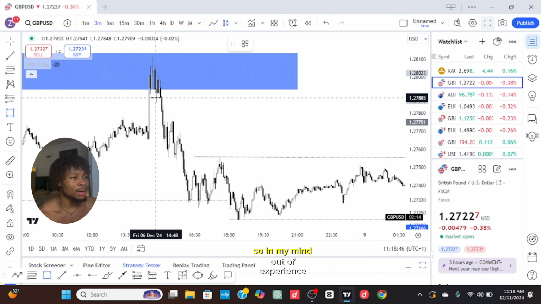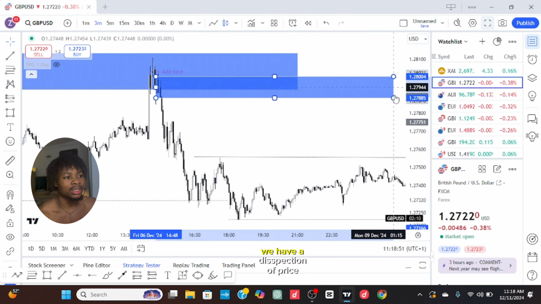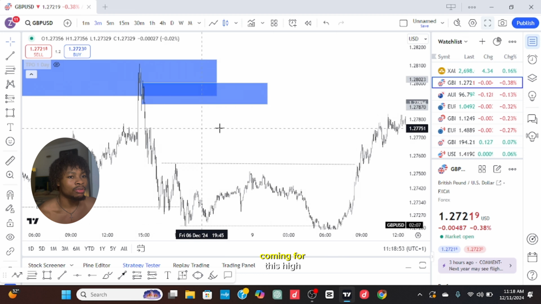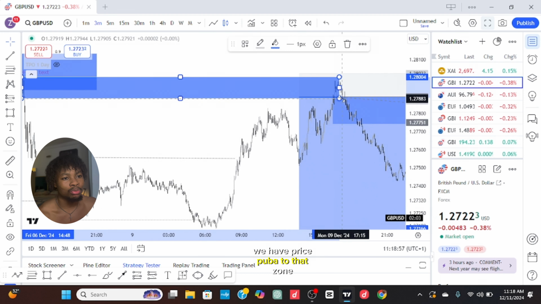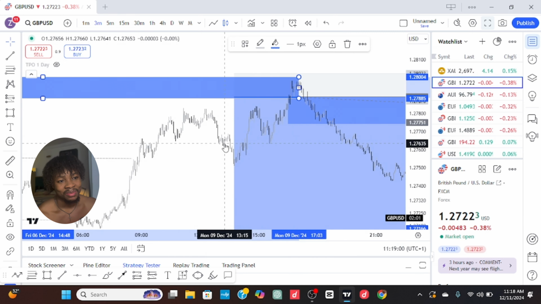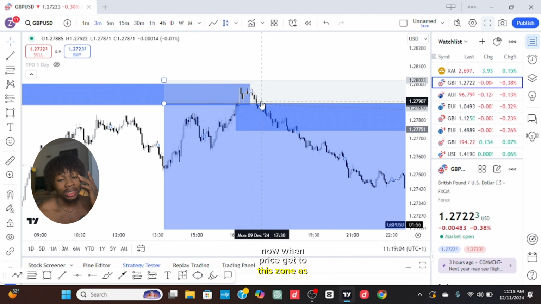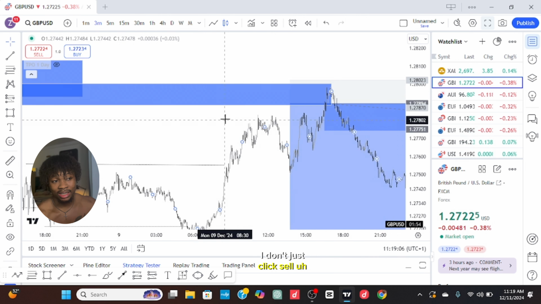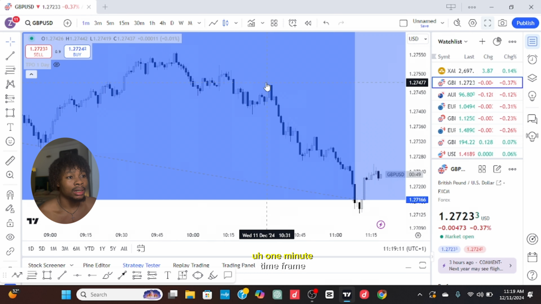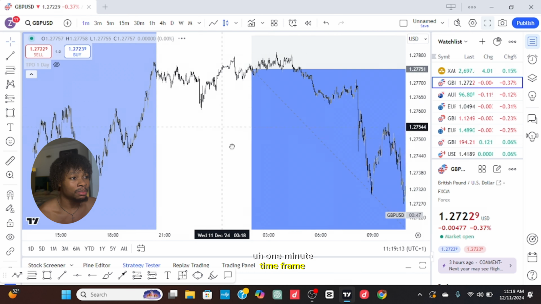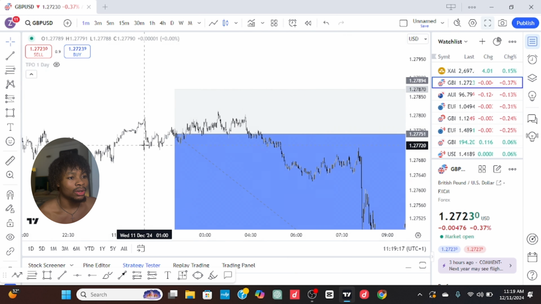So in my mind, out of experience, I already know that okay, we have anticipation of price coming for this high. So what eventually happened, we have price pull back to that zone. So it's really interesting. Now when price gets to this zone as well, I don't just click sell. I also go further down to the 1 minute time frame, and then I want to see a shift in market structure. What does it mean?